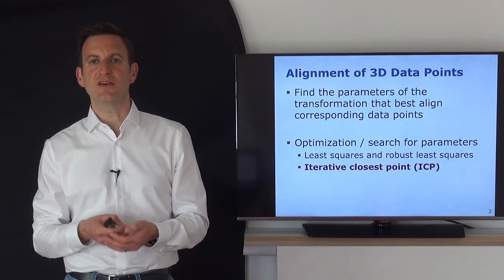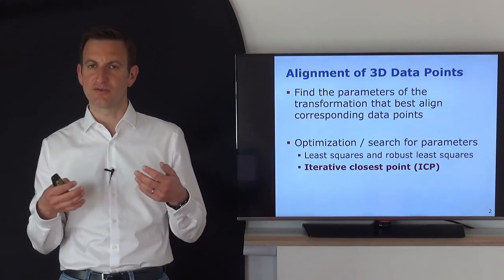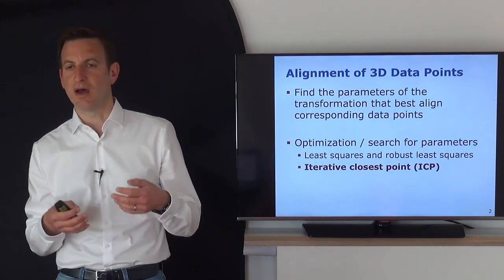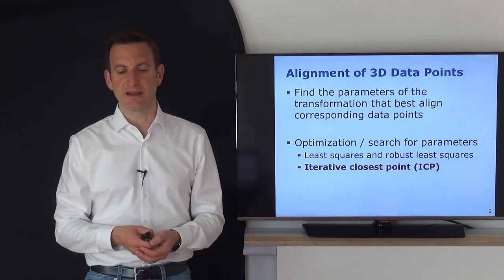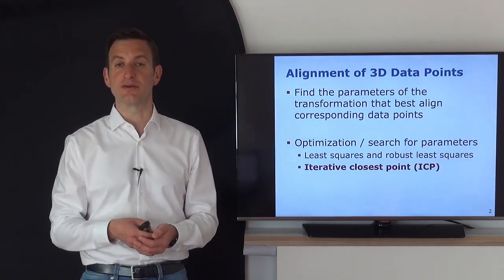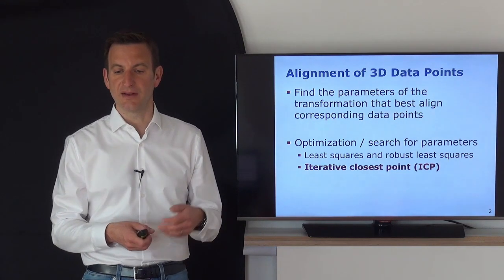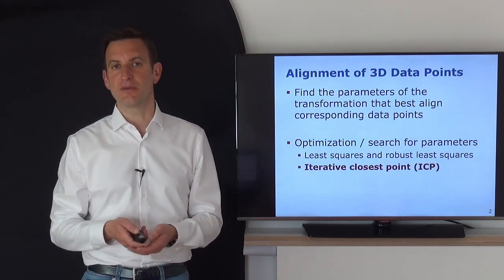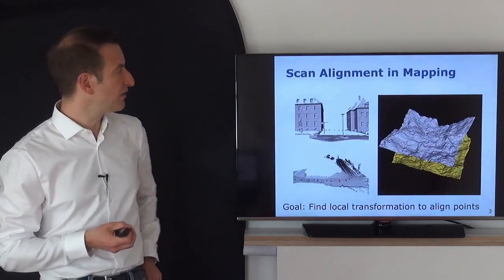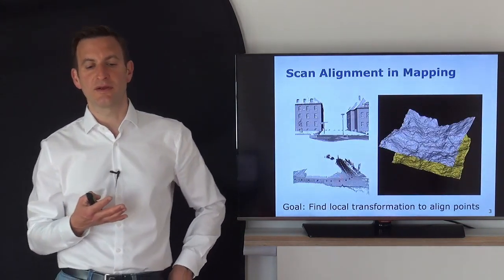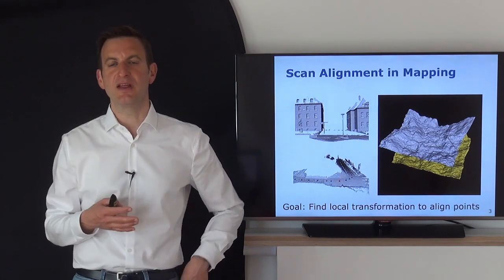And there are different techniques how we can actually solve this problem. So you can treat this as a least squares problem. You can do robust least squares estimation. But a very common technique is a so-called ICP or iterative closest point algorithm. And we will get an idea today how this approach works and how you can actually implement this approach. So why is this relevant for us? This is very important in the context of mapping or SLAM.